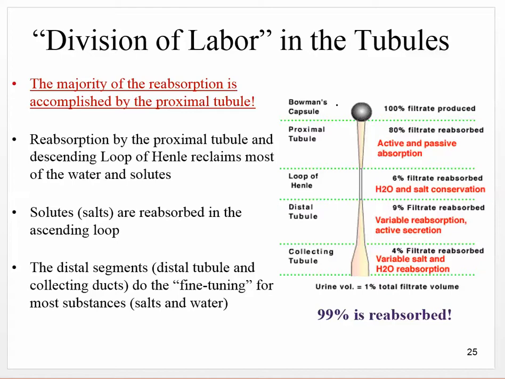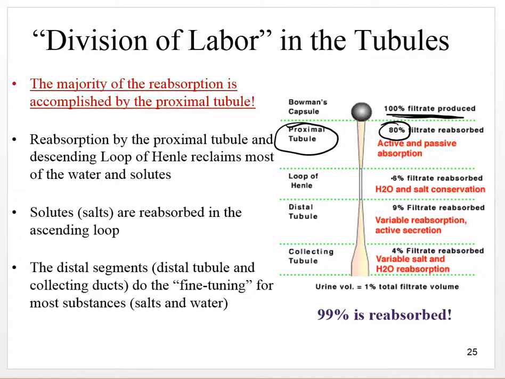But I do have this here that's trying to keep everything in perspective. As things are filtered in the glomerulus, 100% is produced, which just means that everything that moves through the filter moves into the nephron. 80%, as I mentioned before, of the filtrate is reabsorbed right here in the proximal tubule. Remember that that's where it takes place. That's an easy thing to remember, and an easy question if you ever have it on a test.